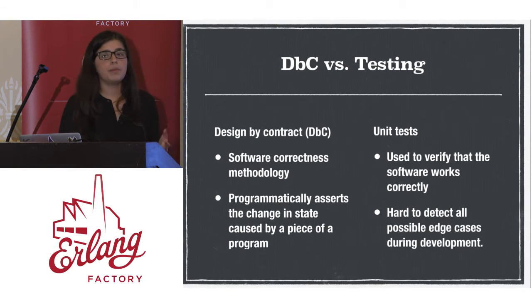So you may want to compare design by contract with testing, but contracts, as in daily life, are a set of specifications that covers mutual obligations, benefits, and consistency constraints that a software system has to meet. And design by contract falls under implementation and design. For unit tests, we all know that they're used to verify that the software works correctly under certain example cases, and it's hard to detect all possible edge cases during development.